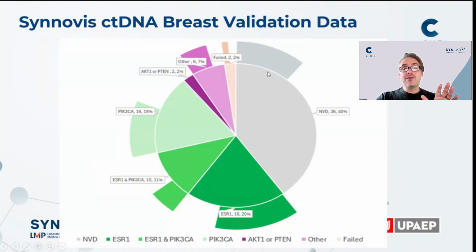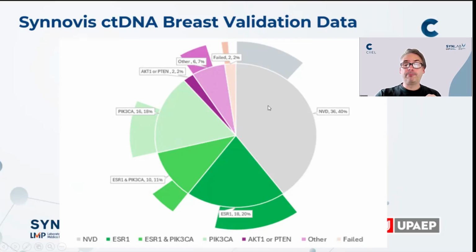And this is just a little bit of our validation data for this service, looking at the scope of the variants we were picking up. Because again, we weren't just looking at one, we were looking at the whole thing and reporting everything. So ESR1 and PIK3CA, because they can co-occur, they're completely different pathways. PIK3CA by itself, you can see AKT1 or PTEN are actually a very small number. These others include TP53 and other variants. There's a very small failure rate, about 2%. And for the majority of samples, you don't actually pick anything up at all.